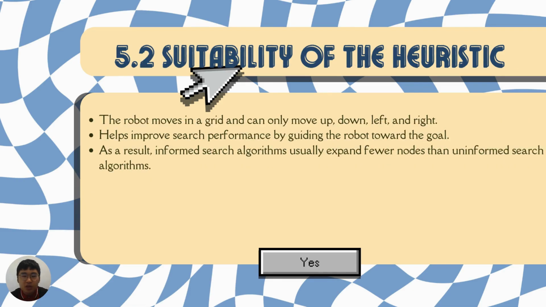The robot moves in a grid and can only move up, down, left or right. The heuristic helps improve search performance by guiding the robot towards the goal. As a result, informed search algorithms usually expand fewer nodes than uninformed search algorithms.